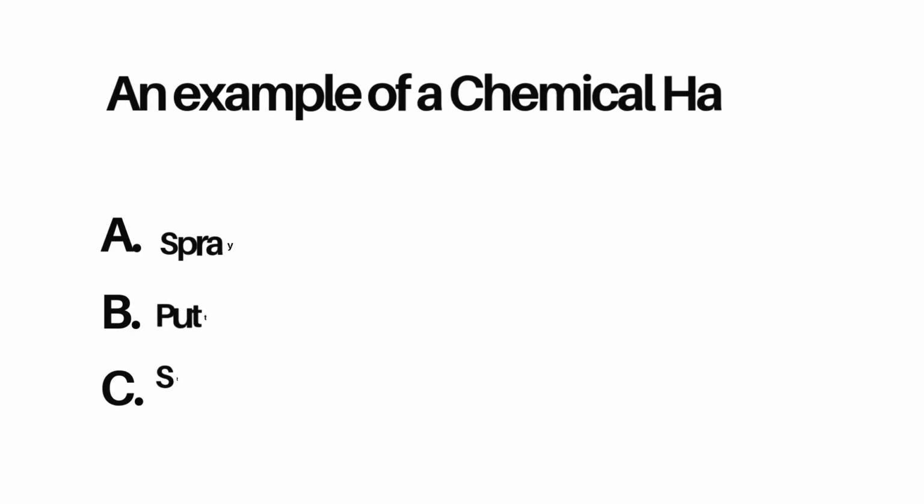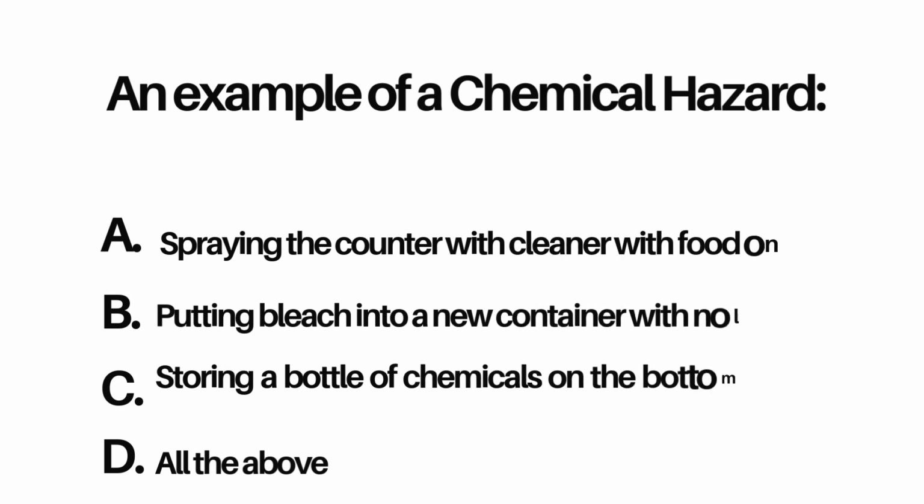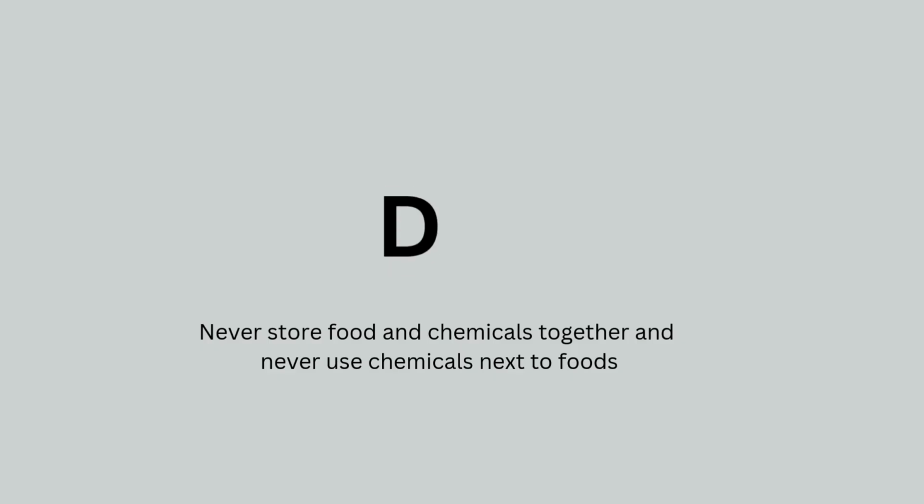An example of a chemical hazard: A, spraying the counter with cleaner that has food on it. B, putting bleach into a new container with no label. C, storing a bottle of chemicals on a bottom shelf next to a closed bag of rice. D, all of the above. D, never store food and chemicals together and never use chemicals next to foods.